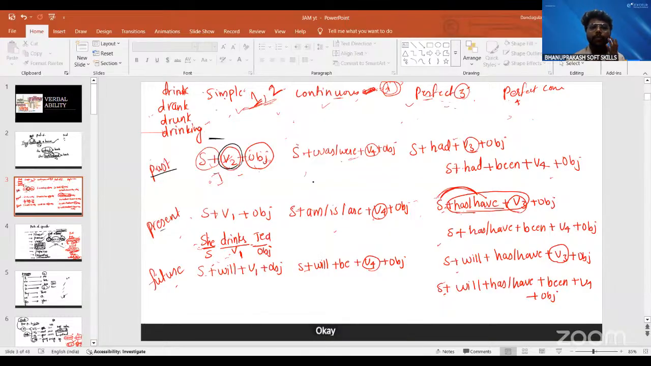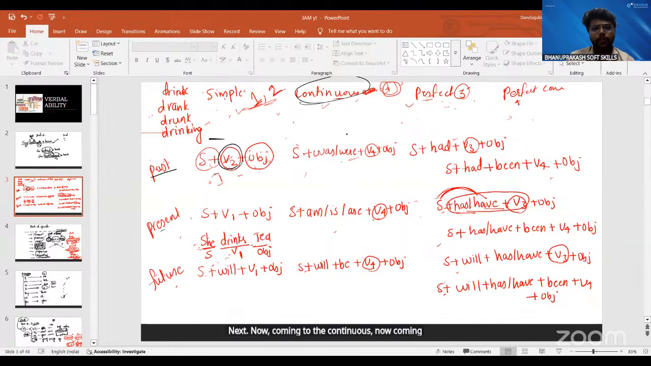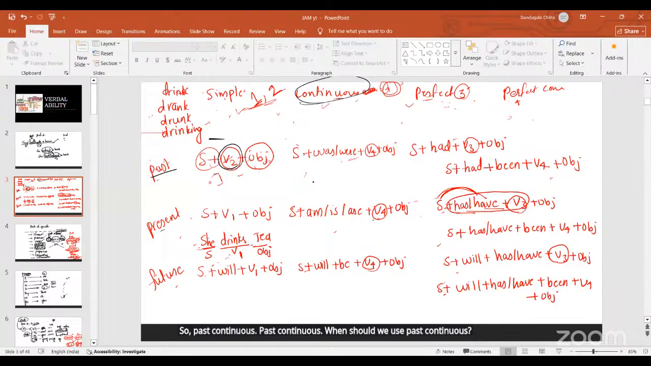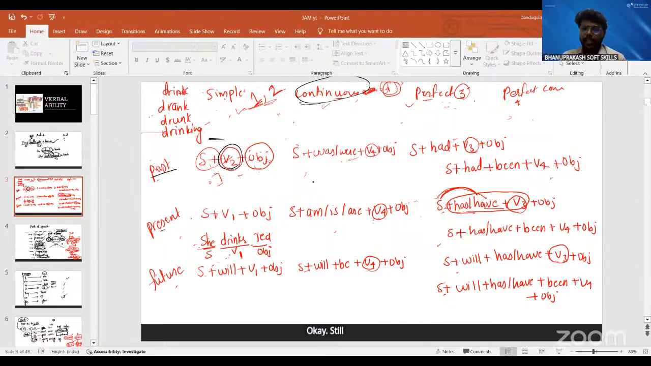Okay. Next. Now coming to the continuous. So past continuous. When should we use past continuous? An action which started in the past and is still going on, sir. Okay. Still going on is a different thing. That is a perfect continuous.